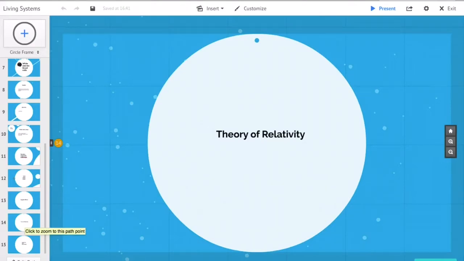Theory of relativity, you don't have to know the details here, but you need to know that theory of relativity is Albert Einstein, and that what we perceive as gravity is in fact the curvature of space and time. If that doesn't make a lot of sense, I wouldn't get too caught up in it. Just remember, theory of relativity is curvature of space and time.